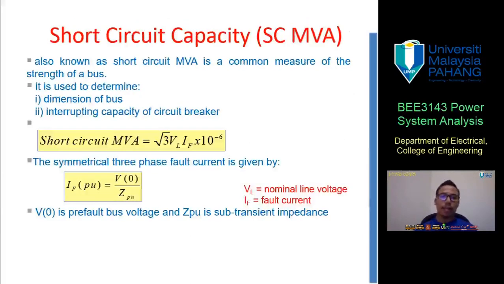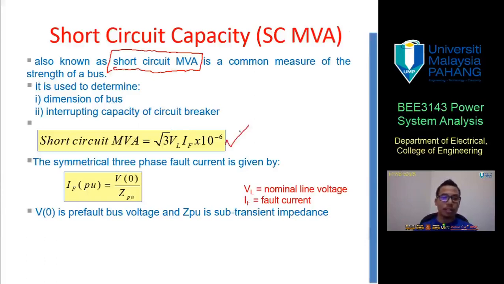Don't worry. Now we start with the first equation. Short circuit capacity, SCMVA, also known as short circuit MVA. In the questions, I'm going to say short circuit MVA. It's a common measure of the strength of a bus. It's used to determine the dimension of the bus and the interrupting capacity of the circuit breaker. But what is most important here is the equation.